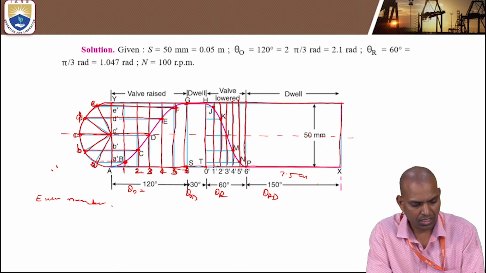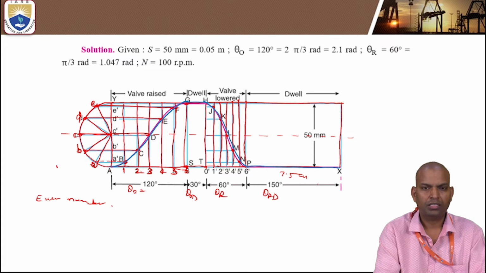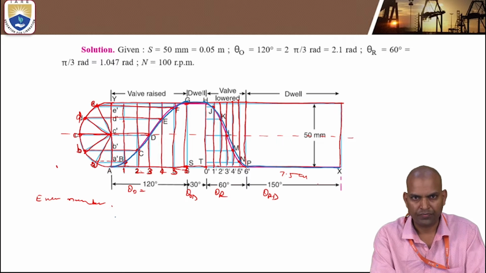Now join this A, B, C, D, E, F, G, H, J, K, L, M and P, and it is P to X. This curve is the displacement curve, that is the SHM curve.